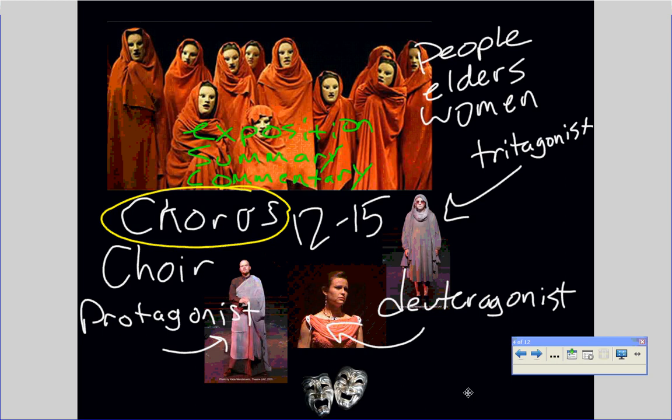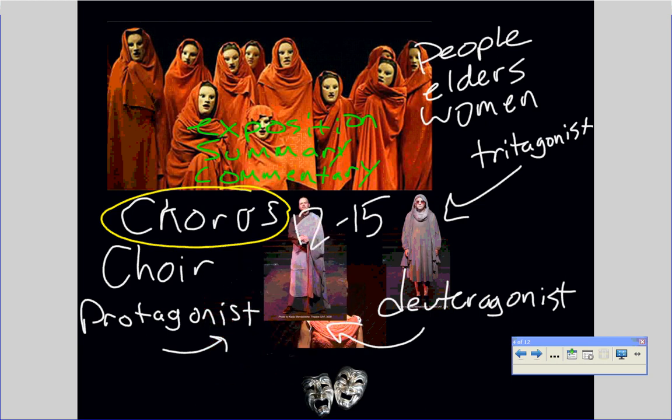We learned about this chorus, which holds the roles of exposition, summary, and importantly, commentary on the events in the play. 12 to 15 people. How they represent people, the city, elders, in Medea, the women of the city.